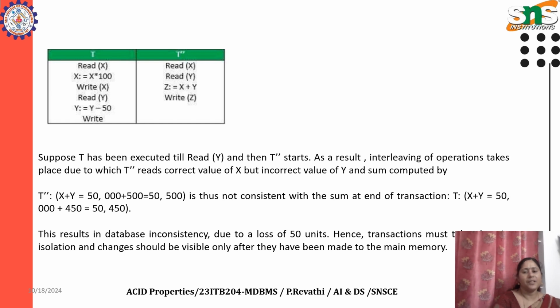T, for example, X plus Y is equal to 50,000 plus 450 is equal to 50,450. This results in database inconsistency due to loss of 50 units. Hence, transactions must be isolated and changes should be visible only after they have been made to the main memory.